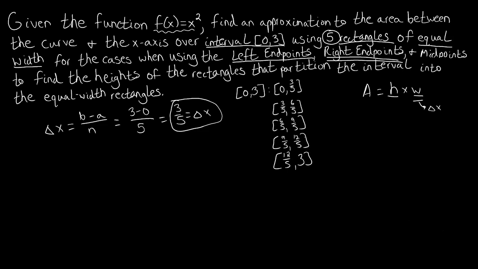So here we have the widths, or the start and end points of the different rectangles we were dealing with, our 5 equal-width rectangles. And they all have a distance of 3/5.